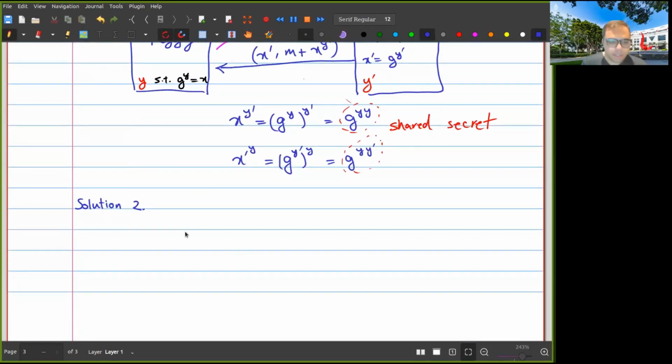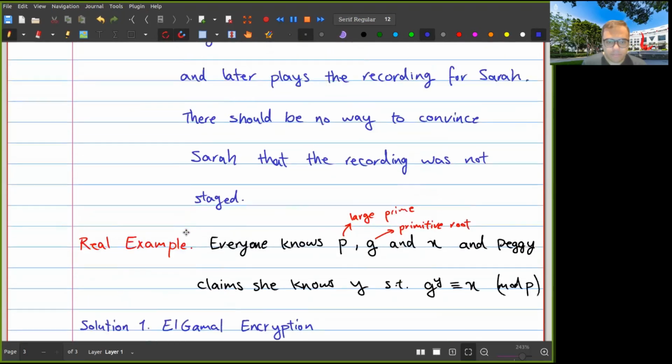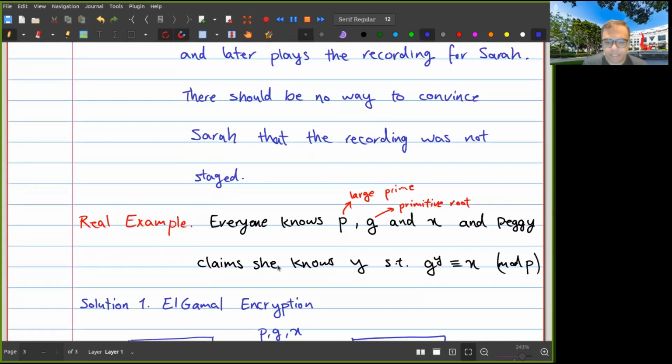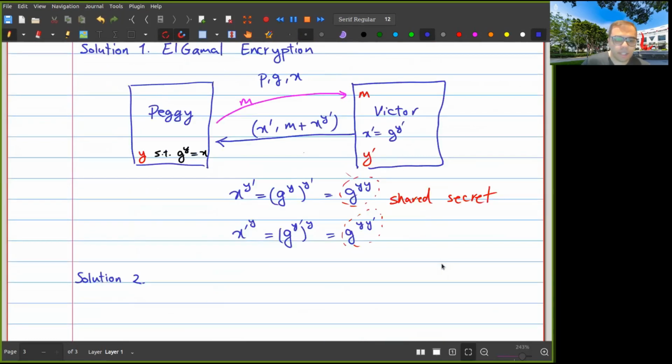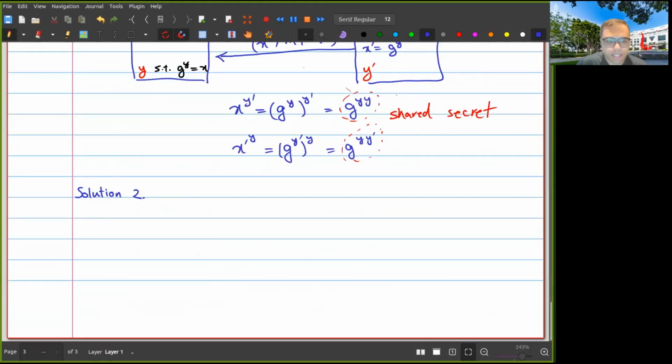Okay, let's talk about the other solution that I can have. So as Peggy, I'm claiming that I know a particular value of y such that g to the power of y is equal to x modulo p. And again, here everyone knows g, x, and p. The secret is y, and only Peggy knows y. Okay, so here's the second protocol that I can come up with.